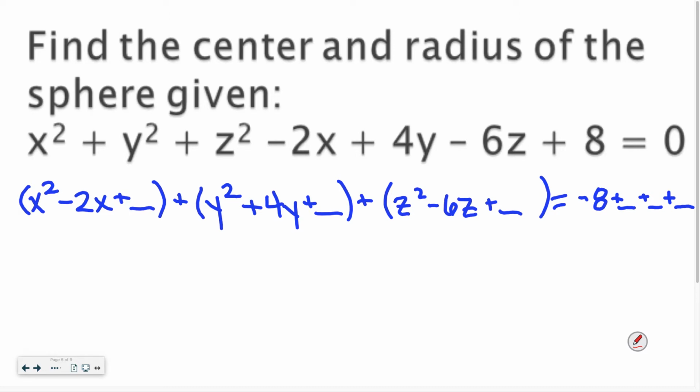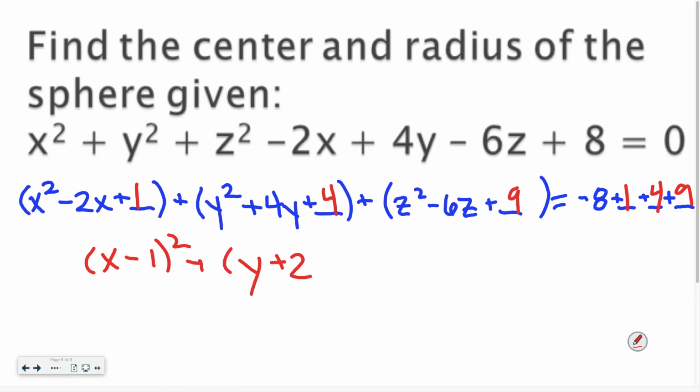Okay, Emily Richards, what completes a square here? 1. Dallas Rogers, what completes a square here? 4. Emily Bland, what completes a square here? So we have x minus 1, the quantity squared. We know it's subtraction due to this guy. Plus y plus 2, the quantity squared. Plus z minus 3, the quantity squared, equals 6.